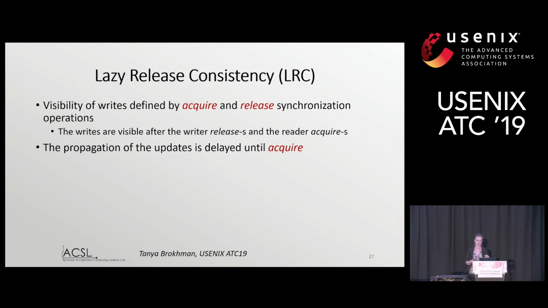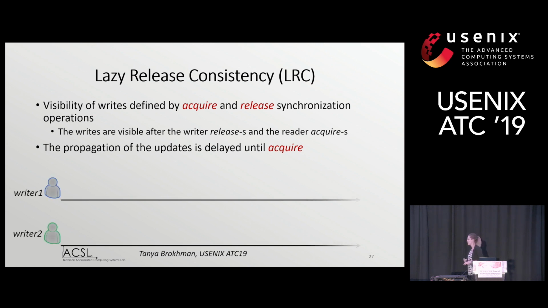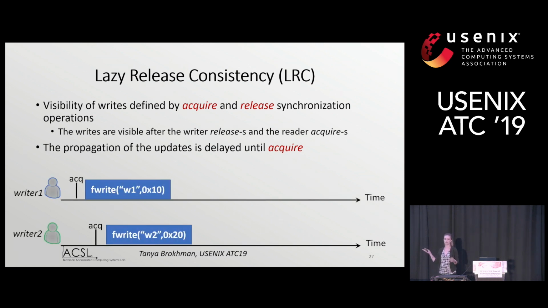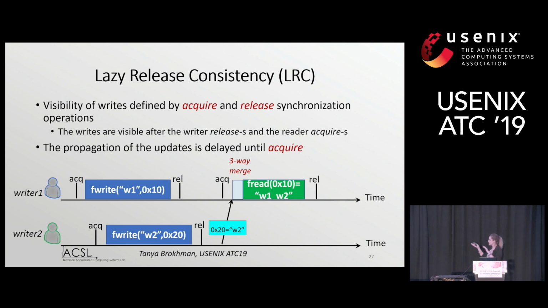So let's take a look at an example of 2 writers sharing the same file. They both acquire. The first writer writes something to offset 10, and in parallel to it, the second writer also acquires and writes something to offset 20. Next, they both release. And by releasing, they actually notify the other that the file changed. So the next time the first writer, for example, tries to access the file, it will issue an acquire, which will result in the data being propagated from the second writer and merged with the local changes.